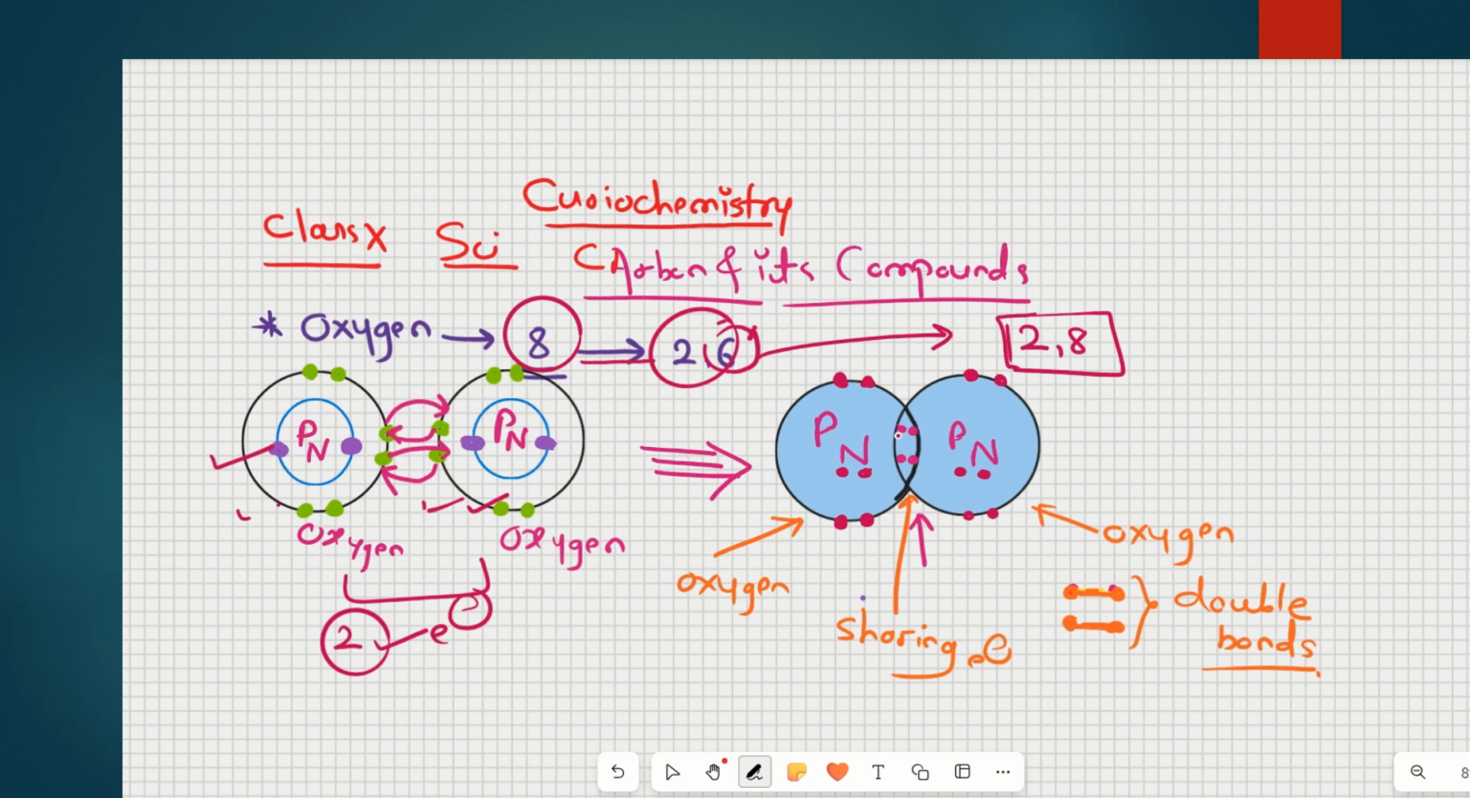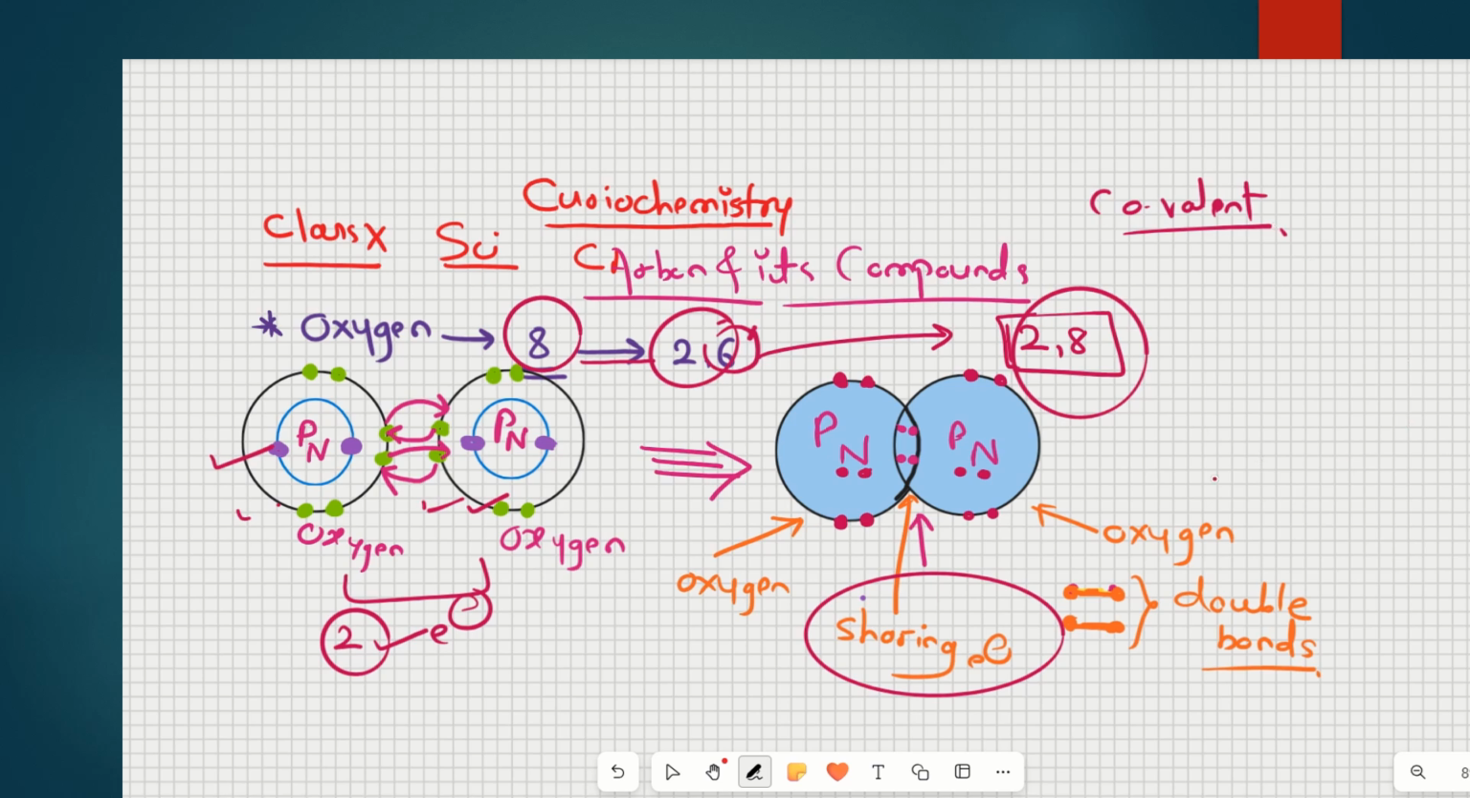How many electrons are there in total in one oxygen now? That is 8 electrons, so we can write the electronic configuration as 2, 8. And how does it happen? By sharing the electrons. Whenever atoms share electrons to get stability or to follow the octet rule, those compounds are said to be covalent compounds.